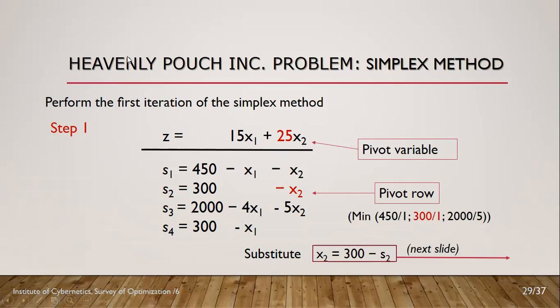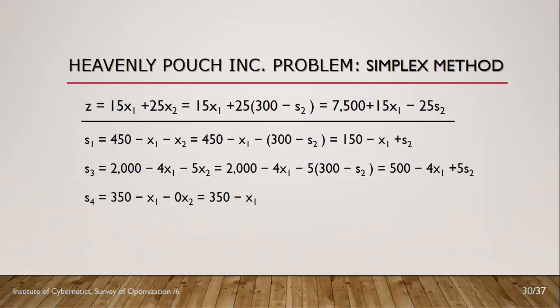In the pivot row, we express x sub 2 through the other variables, which is stated here, and substitute it into the current dictionary form. So here we substitute, we combine like terms, and find the updated value for the objective function as 7,500 plus 15 times x sub 1 minus 25 times s sub 2. So this is actually the updated objective function at the step 1 iteration.